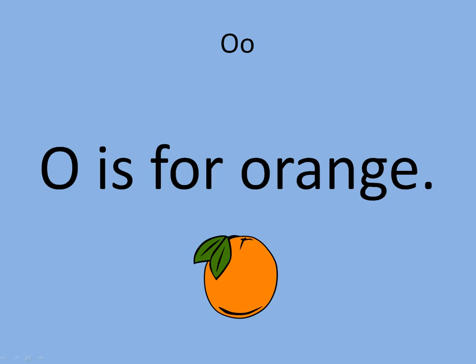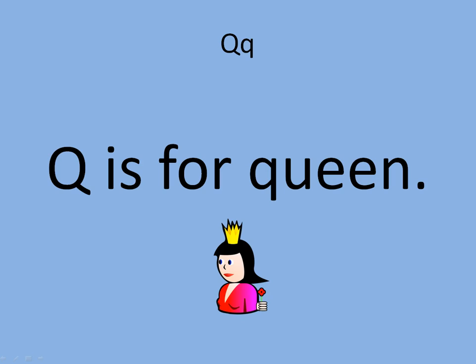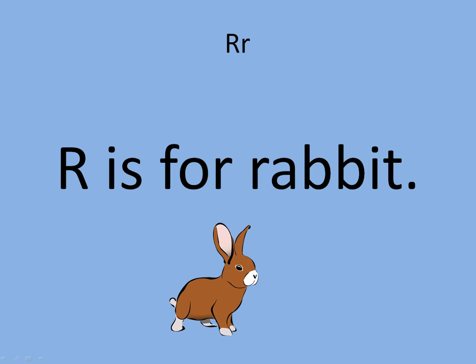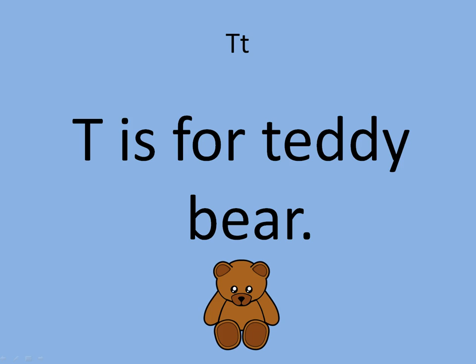O is for orange. P is for pizza. Q is for queen. R is for rabbit. S is for sandcastle. T is for teddy bear.